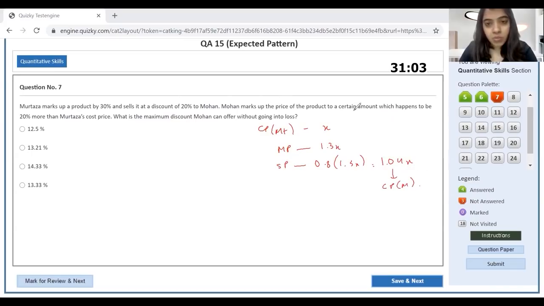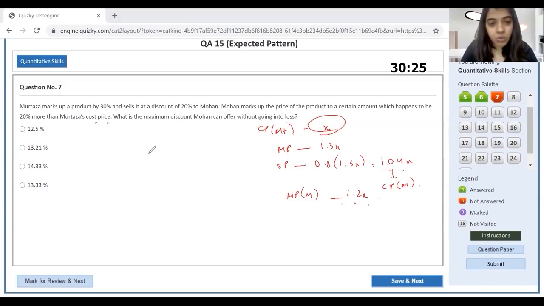So Mohan marks up the price of the product to an amount which happens to be 20% more than Murtaza's cost price. Murtaza's cost price is x. So what is the marked price for Mohan? 20% more than Murtaza's cost price, 1.2x. This is the cost price, this is his marked price. Now they're asking what is the maximum discount Mohan can offer without going into loss. The discount he can offer is the difference between the two. He will go into loss if his discount offers a selling price lesser than this.